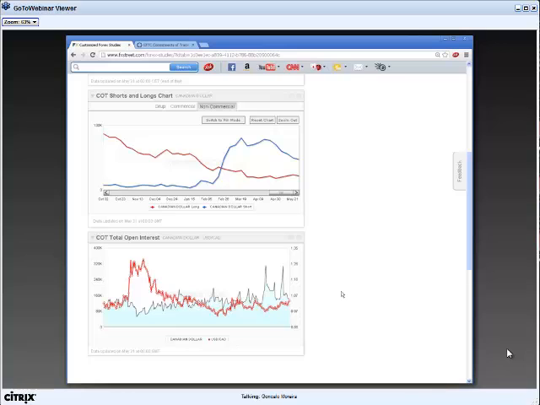The contract is open when it has been entered into and not yet liquidated by an offsetting transaction or fulfilled by delivery. These contracts that are open are referred to as open interest. This is the aggregate of all long open interest. Let's say the aggregate of all long open interest is equal to the aggregate of all short open interest.